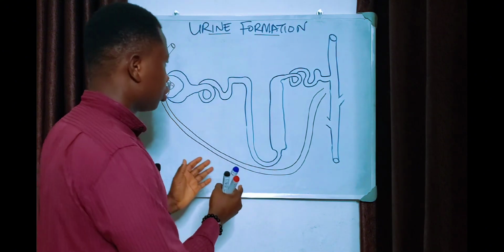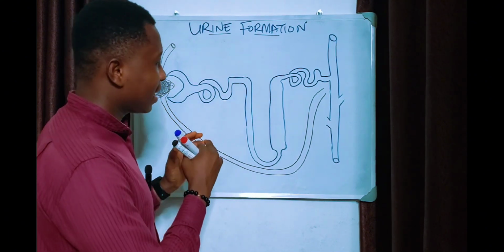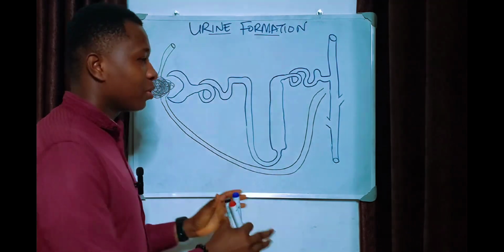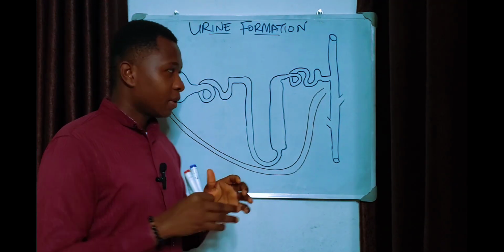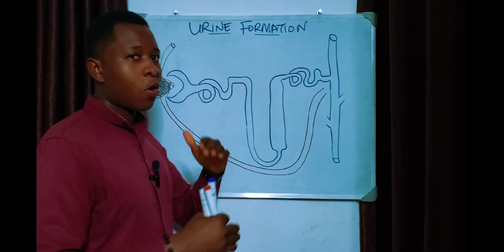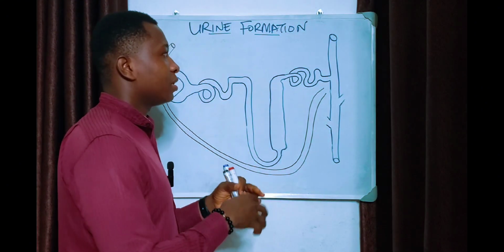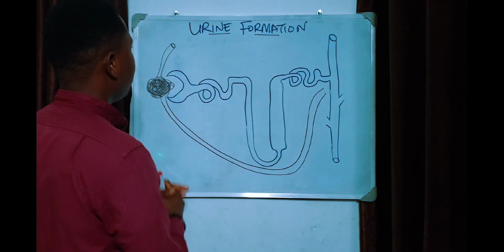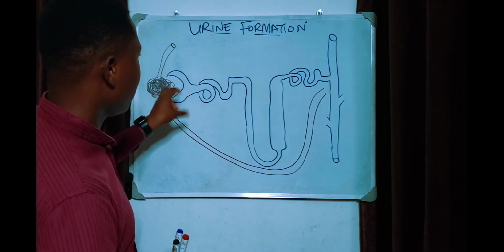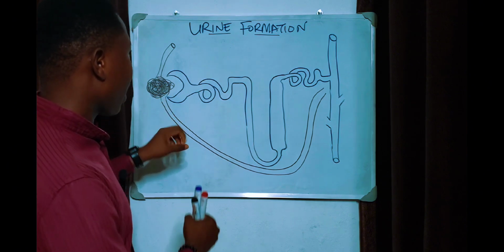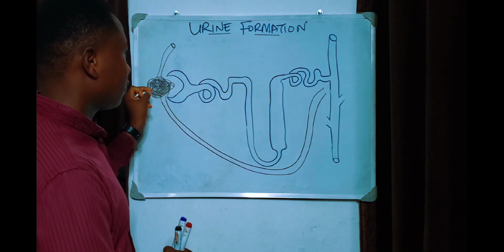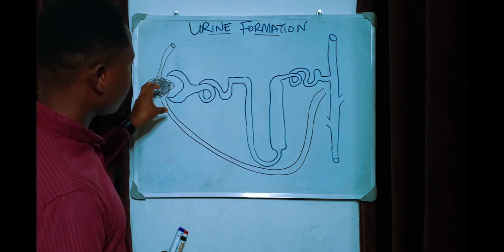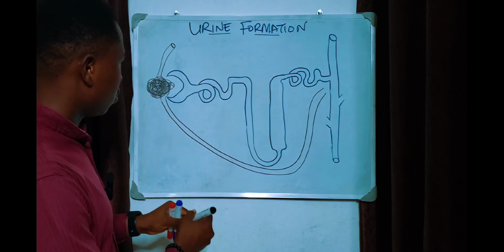So this is the structure of the nephron. It plays a major role in formation of urine, right? This structure is found in the kidney. Some part of it is found in the cortex and some other part is found in the medulla, right? So let's start from the beginning of the nephron. We have the blood vessels here that filter blood into the nephron, right? At this point is what we call the glomerulus.